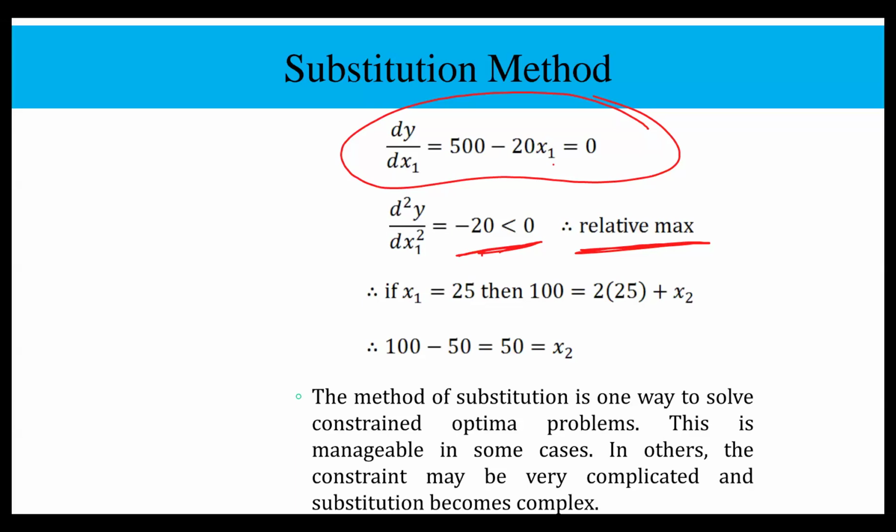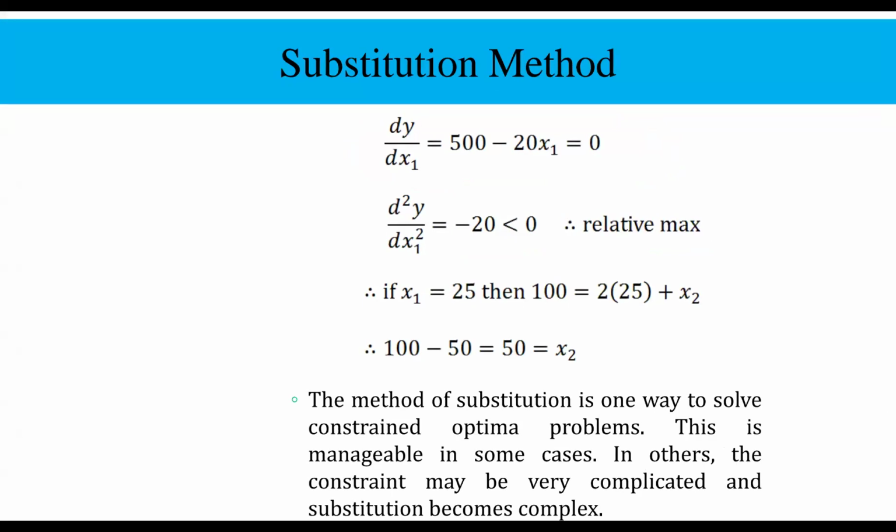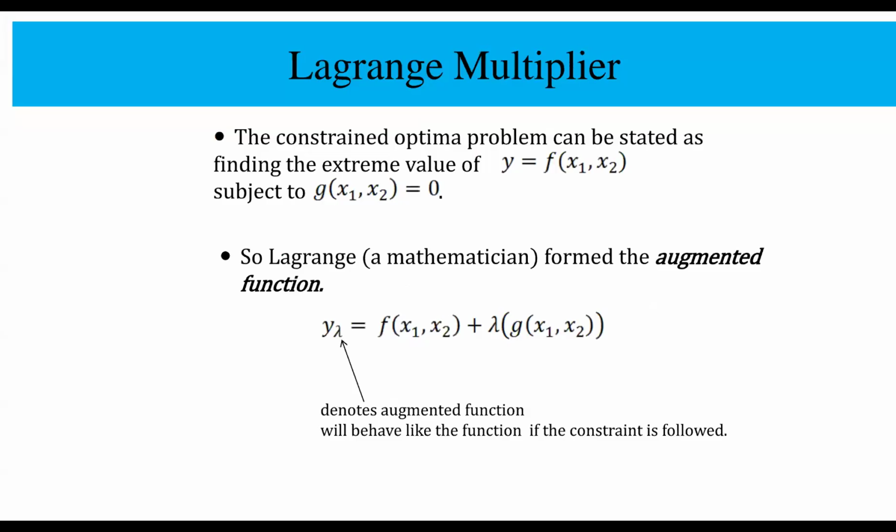Now, we do know this is a very simple case. It's a very, very simple case when you're dealing with this all the time. Why? Because sometimes the constraint that we can give you may be very complicated, as a substitution may not work. So at that point, we need another method.